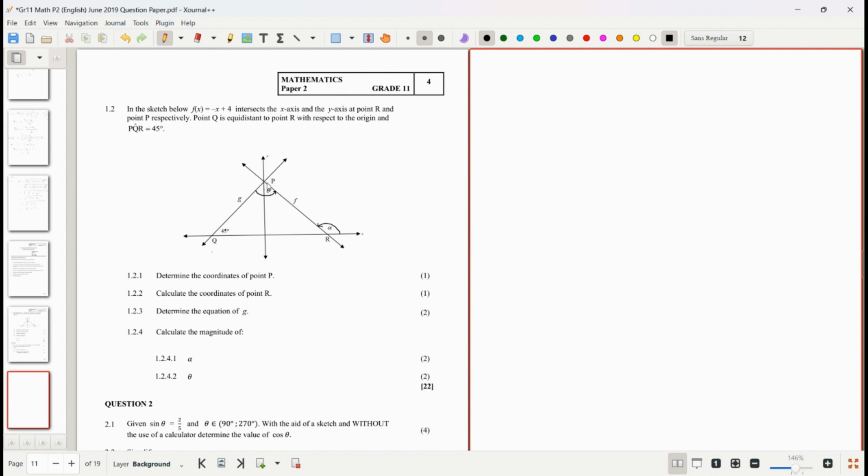So the first question is to determine the coordinates of P. How can we find the coordinates of P? If we check the function that we're given, f, we are given the equation here. So we can use this equation to find the coordinates of P. We can see P here is the y-intercept. So what do we know about the y-intercept? At the y-intercept, x equals 0. So we should note that down.